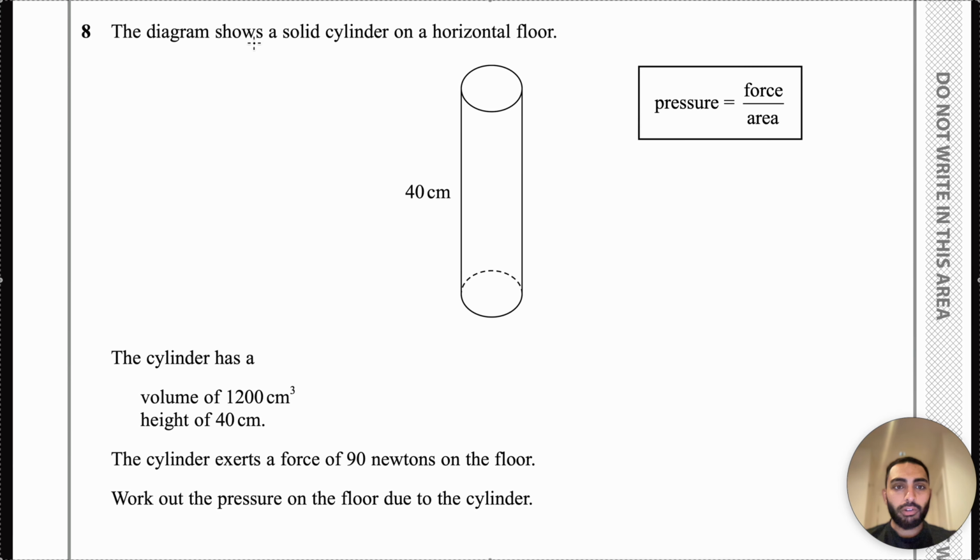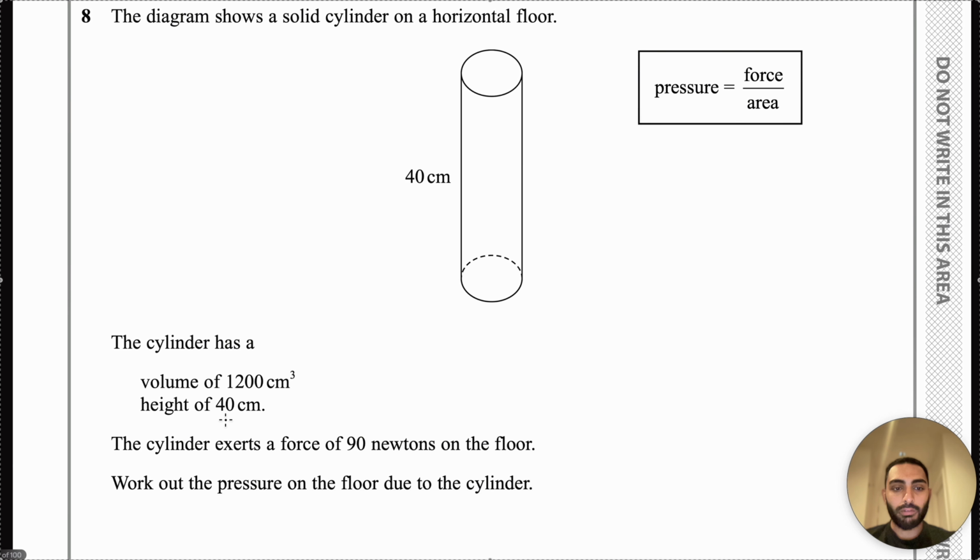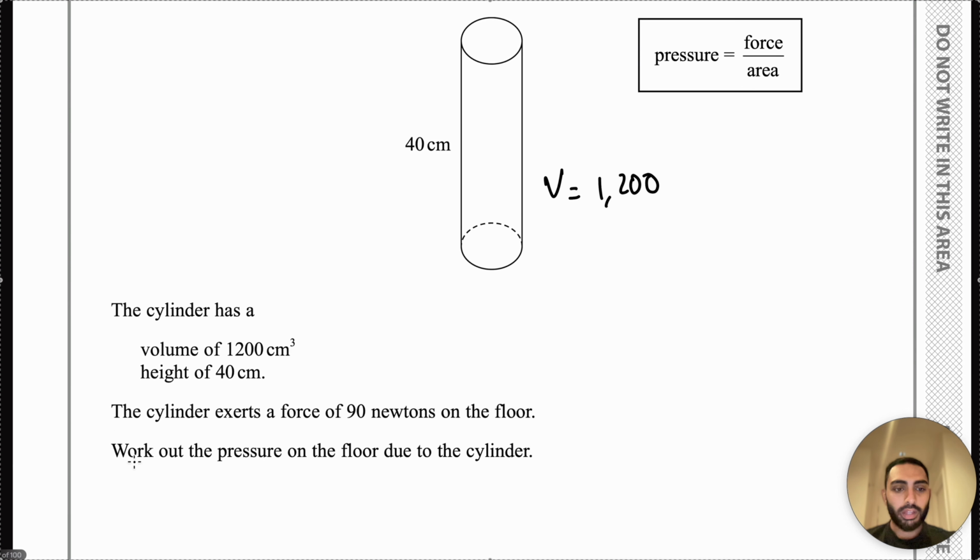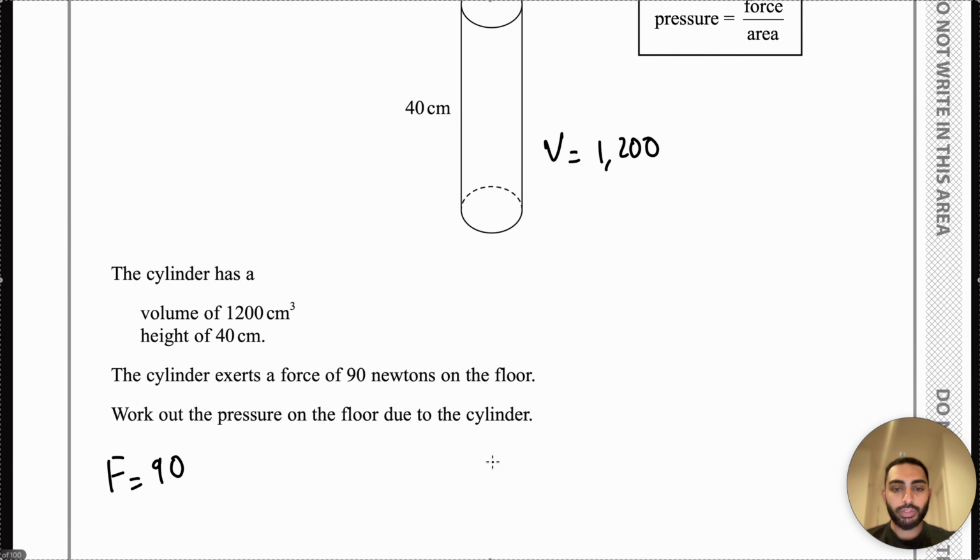Question 8. The diagram shows a solid cylinder and a horizontal floor, and it's told us the formula for pressure. The cylinder has a volume of 1,200 centimeter cubed and a height of 40 centimeters. So we'll just write the volume is 1,200. The cylinder exerts a force of 90 newtons on the floor. So we know the force is equal to 90. Work out the pressure on the floor due to the cylinder.